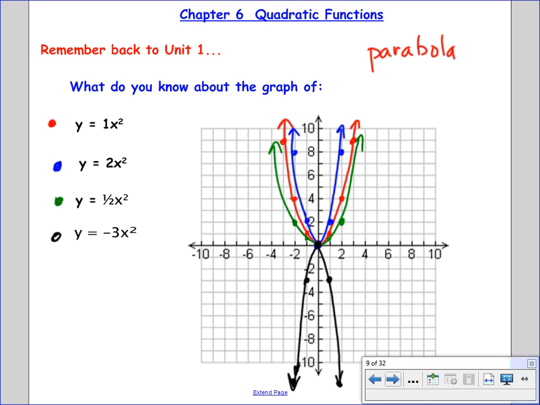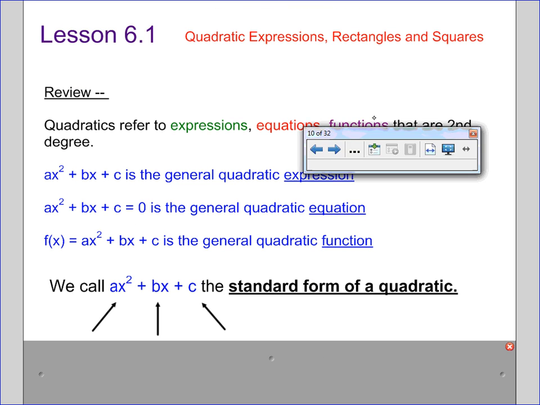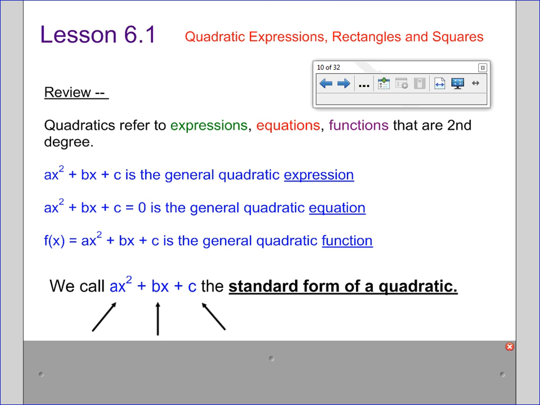Awesome. What kinds of questions do you have about our graphs of a parabola? Okay, so what we're going to do next is set up our Unit 6 discussion.